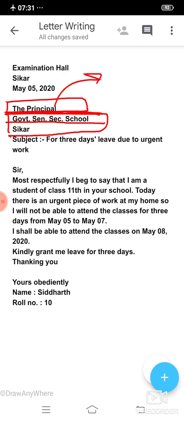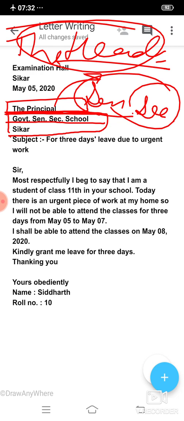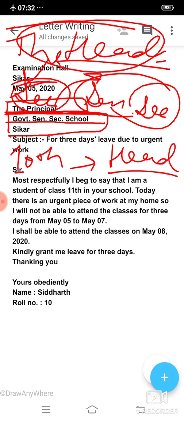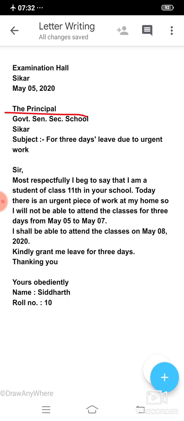If the post is principal, in that condition we have to use senior secondary school. And if the post is headmaster or headmistress, in that condition we have to use secondary school only. So we can say up to 10th standard we use headmaster or headmistress for the head of the institute, and for 11th and 12th class, meaning senior classes, we use senior secondary school. So if the school is up to 10th standard, we use headmaster, and if the school is up to 12th standard, we use principal.